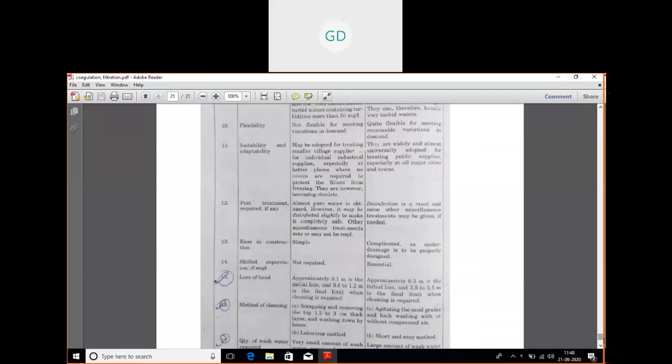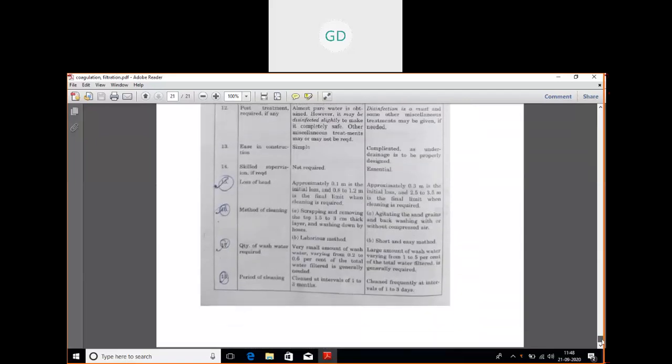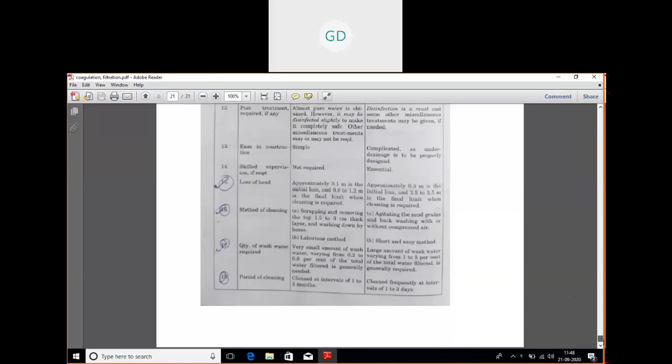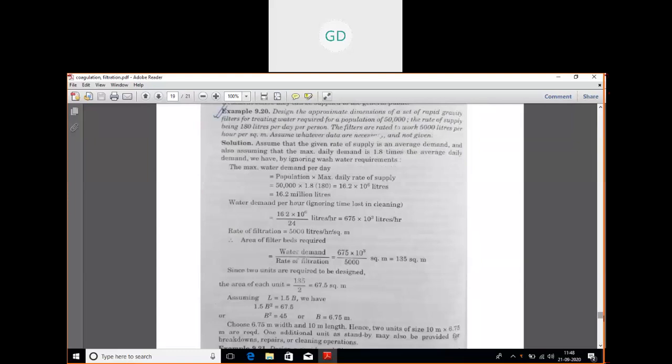Clear? Comparisons are easy, so I don't think I need to explain them one by one. You can read them by yourself first. So with this, the filtration treatment is finished. Now next is disinfection, chlorination.